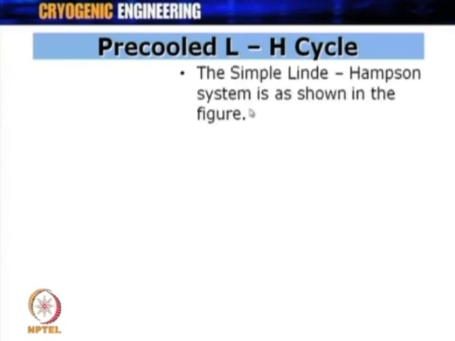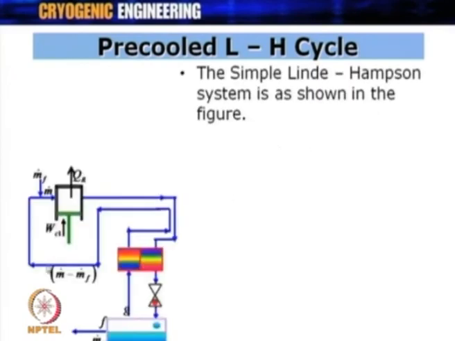The simple Linde-Hampson system is shown in the figure. Here you can see the simple Linde-Hampson cycle with a compressor. Then the compressed gas comes to the heat exchanger. After the heat exchanger, the gas expands. What you get here is m dot f liquid. The return gas goes to this heat exchanger, pre-cooling the gas which is coming at high pressure, and then the gas goes back to the compressor.